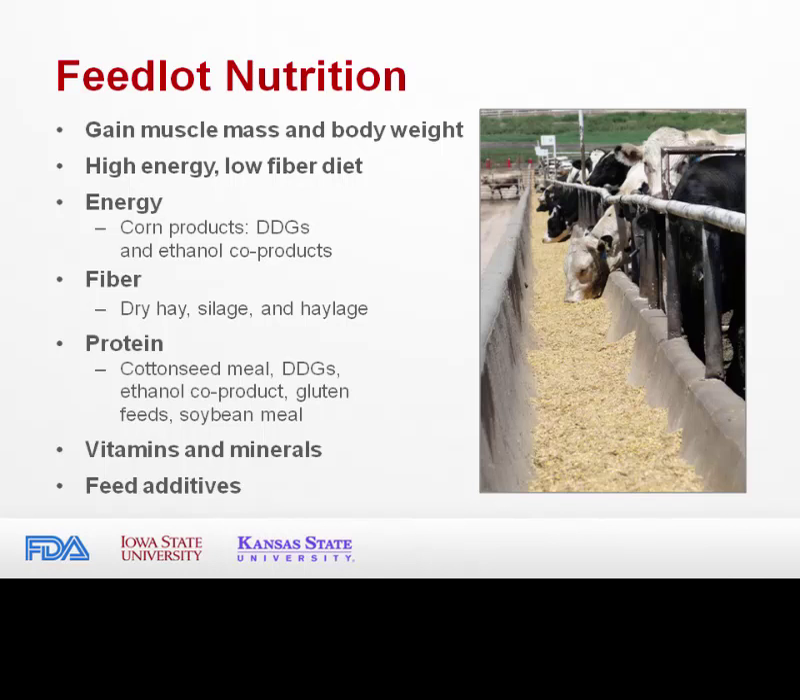Energy is provided to feedlot animals in the form of high-fat products, such as dried distiller grains, DDGs, and other ethanol co-products. Common sources of fiber include hay, silage, and hayage. Protein sources include cottonseed meal, DDGs, ethanol co-products, gluten feeds, and soybean meal. Small amounts of vitamins and minerals are typically provided.